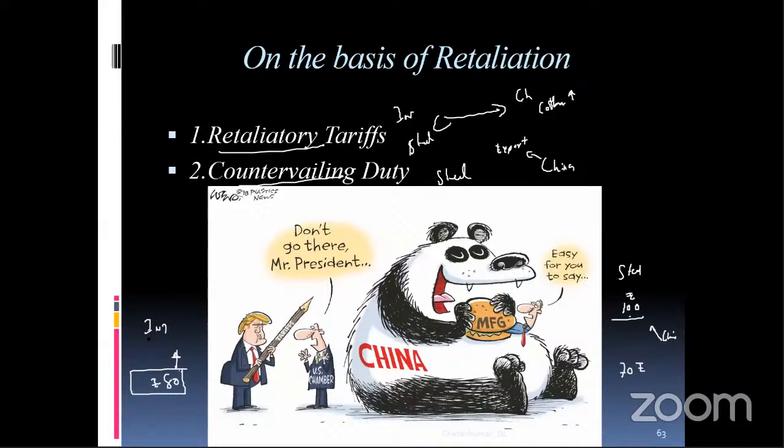Retaliatory tariff is actually going to be imposed when another country imposes tariff on my commodity. Just for the purpose of retaliation, I am imposing tariff on another commodity. Countervailing duty, on the other hand, is imposed with the specific purpose of increasing the prices when the prices have artificially been reduced due to export subsidies.